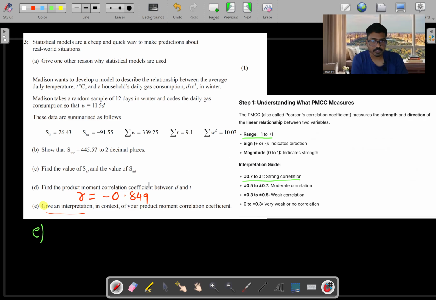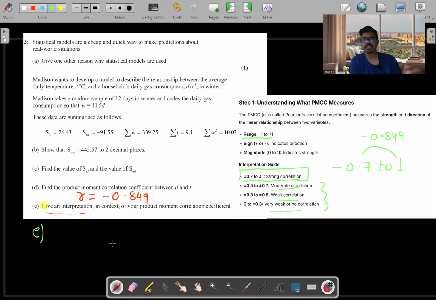So we can answer part E, you can look at this data. This is plus or minus 0.7 to plus or minus 1. So our answer is in this range, 0.7 to 1, or minus 0.7 to minus 1. The number, minus 0.849, will be in the range. Therefore we can say it is a strong correlation. If it is in the range 0.5 to 0.7, it will be a moderate correlation. If you have 0.3 to 0.5, that will be a weak correlation, and then very weak correlation.